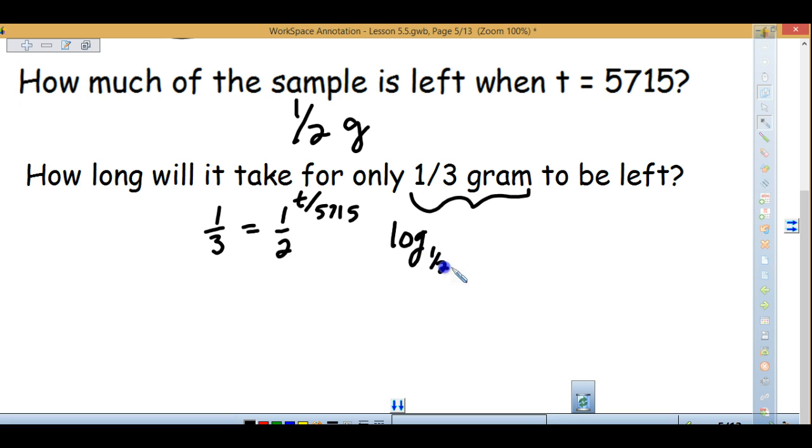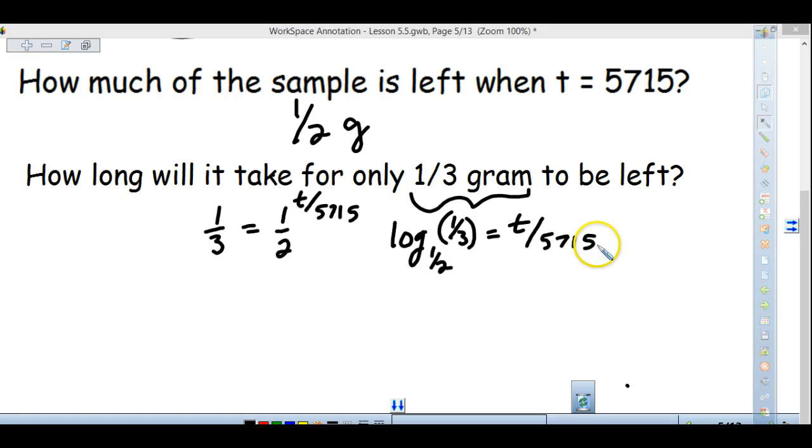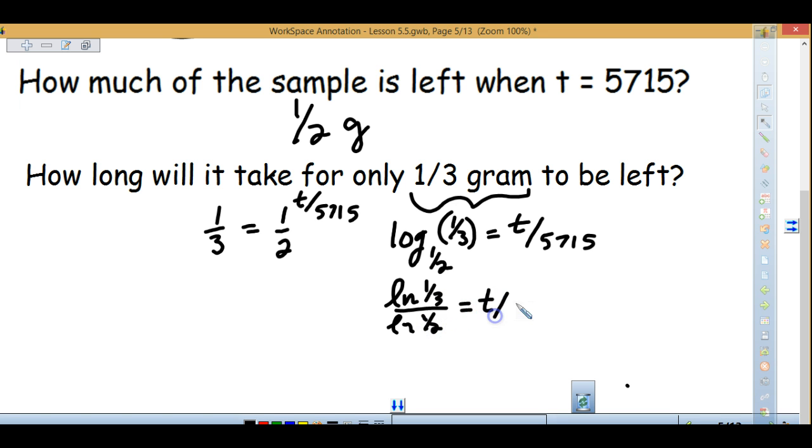So log base 1/2 of 1/3 is equal to t divided by 5,715. If you have a calculator that allows you to plug in other bases, that's fine. If you don't, you need to know change of base formula either way. But then I would say, okay, so this is going to be natural log of 1/3 divided by natural log of 1/2. It's going to equal t divided by 5,715. Okay, on my calculator, if I do this quotient, and then I would have to multiply by 5,715.